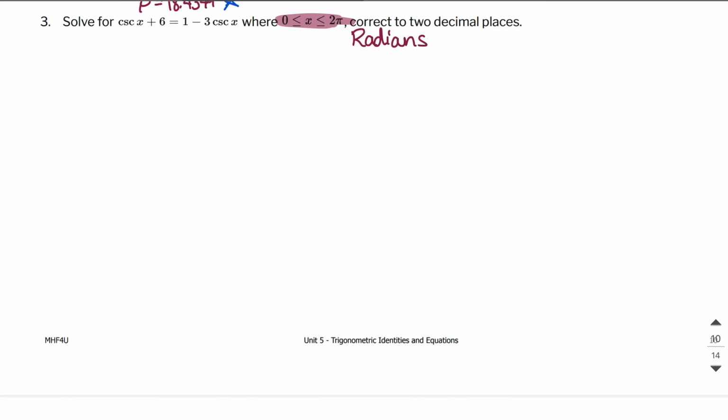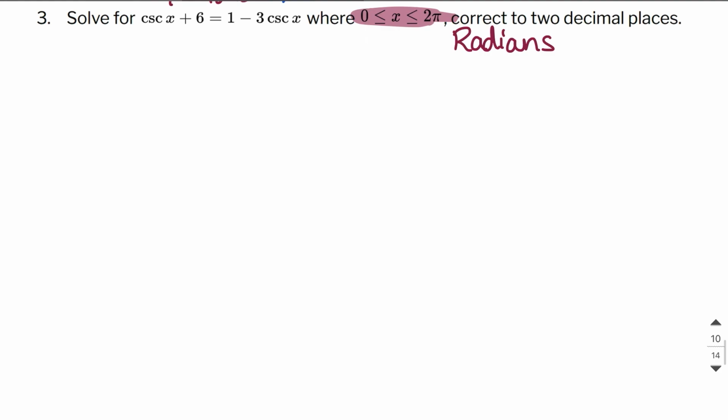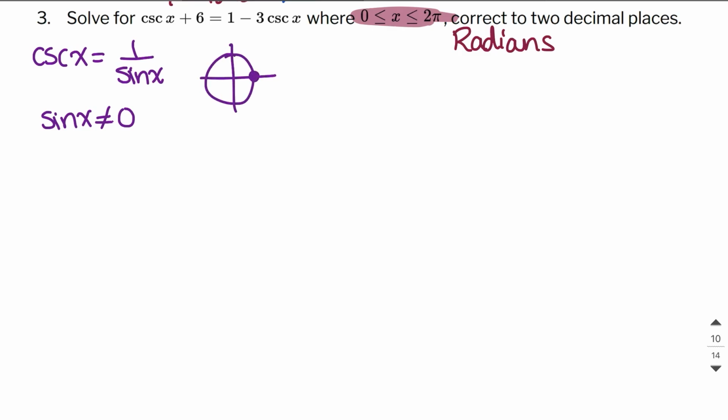So for starters, we still have to talk about our restrictions just like we did before, because remember, cosecant x is 1 over sine x, which means that sine x is not allowed to be equal to 0. Where is sine x equal to 0? It's equal to 0 at 0 and at pi. So x is not allowed to be 0 or pi. So if we get that in our solution, that means that we would say that it's extraneous. It doesn't work. It's not possible.